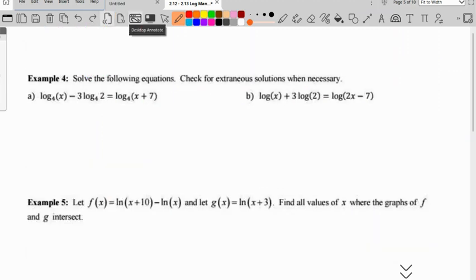I feel like I'm turning the wrong way, maybe. Number 4.